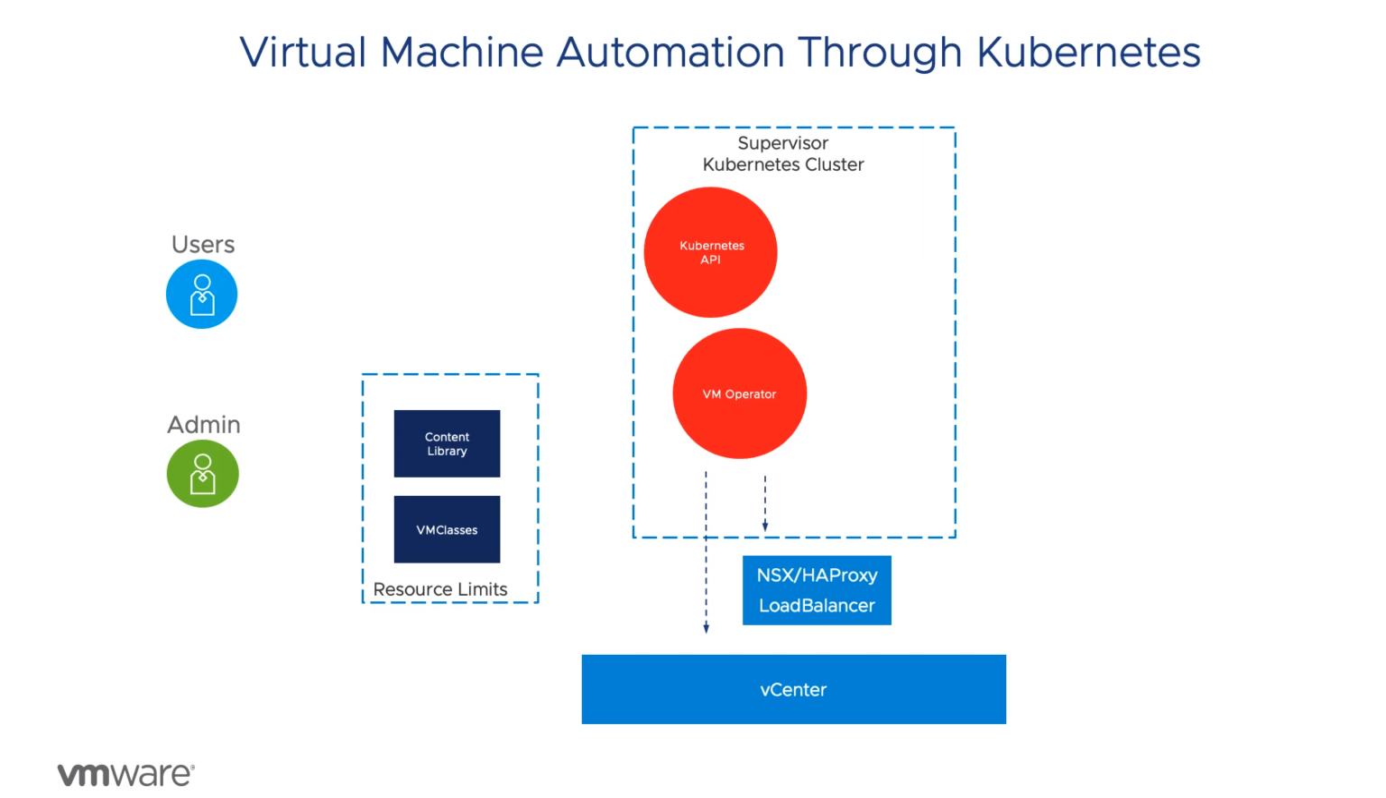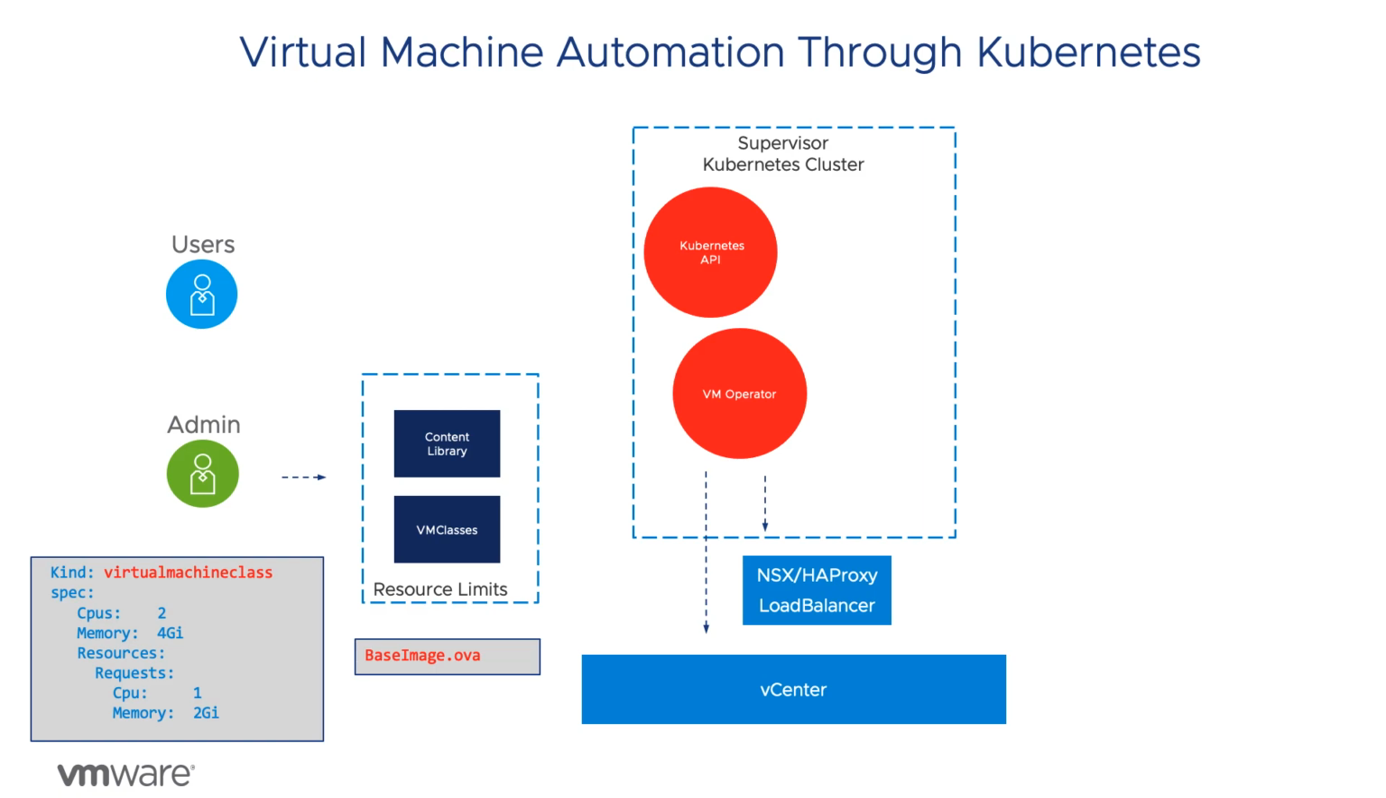This is an introduction to the VMservice, which allows users to automate the lifecycle of virtual machines using the Kubernetes API embedded into vSphere with Tanzu. Our starting point is an already enabled supervisor Kubernetes cluster with load balancer.